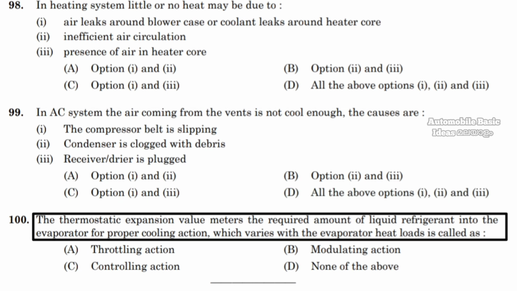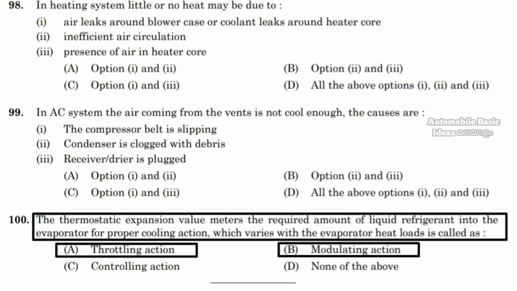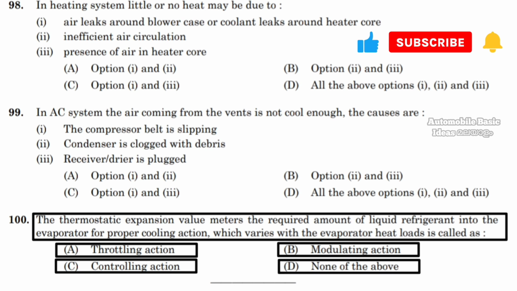100. The thermostatic expansion valve meters the required amount of liquid refrigerant into the evaporator for proper cooling action, which varies with the evaporator heat loads. This is called as: A. Throttling action. B. Modulating action. C. Controlling action. D. None of the above. Answer B. Modulating action.